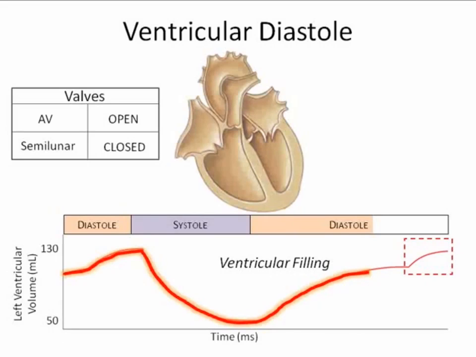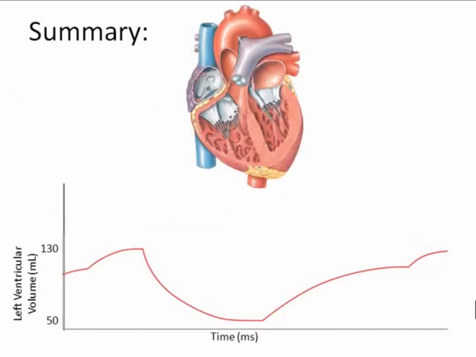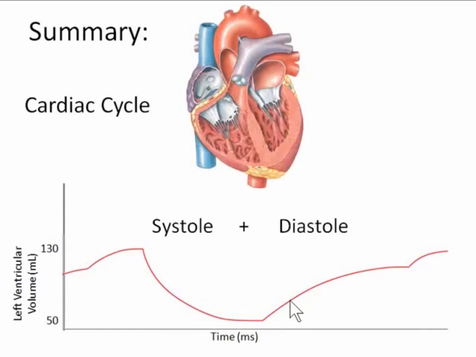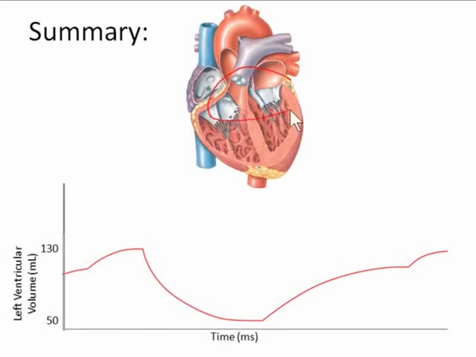Further along the graph, volume changes associated with the next atrial systole is evident. The next atrial systole belongs to the next cardiac cycle. In summary, the cardiac cycle is a series of contraction and relaxation phases called systole and diastole that open and close one-way valves to move blood into the systemic and pulmonary circuits.